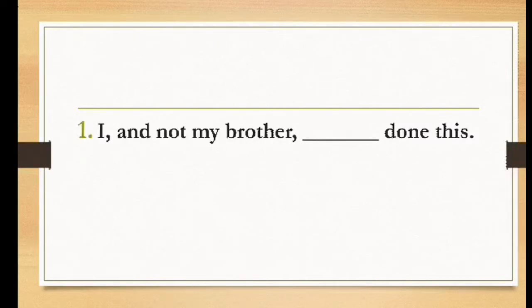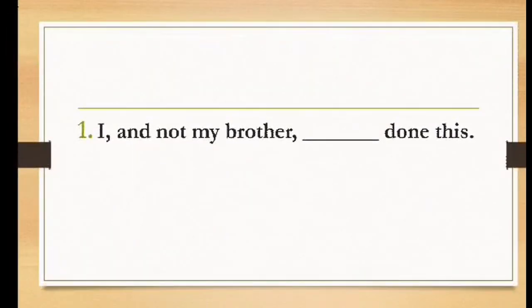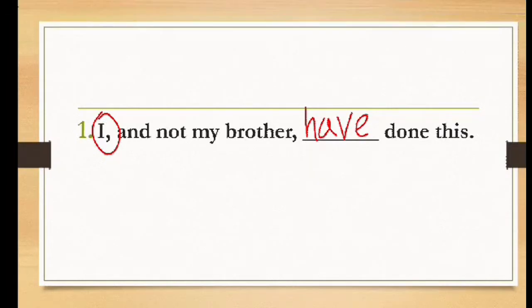The first sentence is: I and not my brother. What type of verb will be the answer here? It will be have. Here the subject is I, so you have to follow the subject I. So, I have done this and not my brother. Let's see the next one.